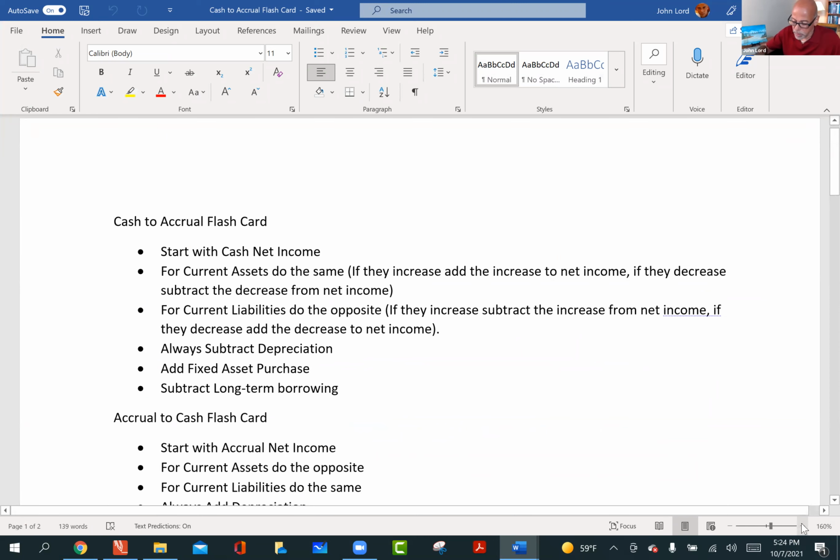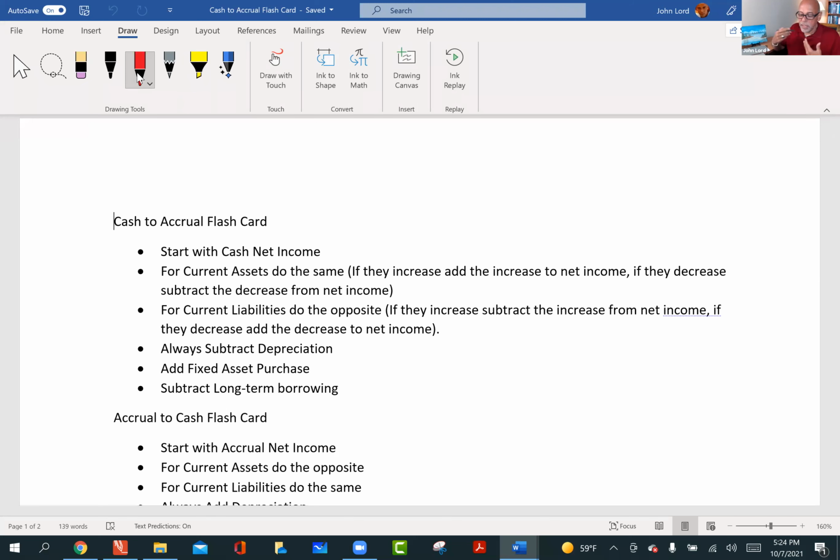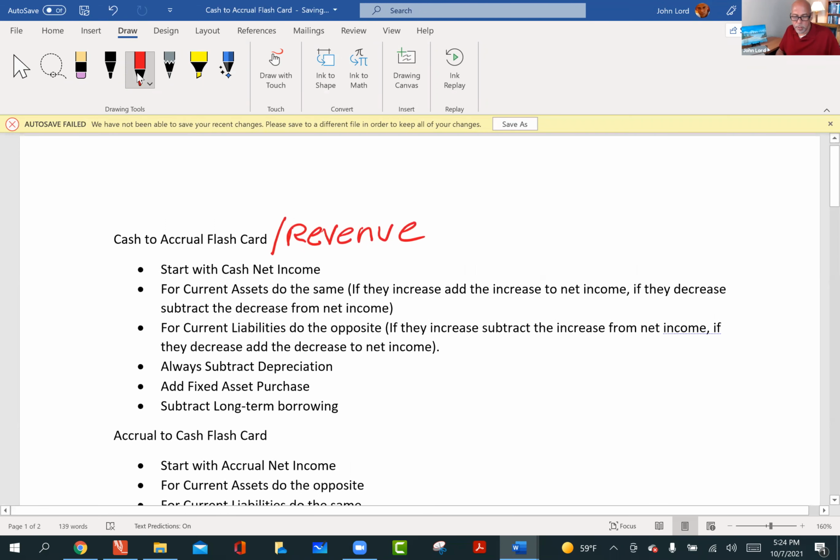Okay, so if you're sitting there and you have a question in which they're asking you to convert your cash net income to accrual net income, and by the way, this works for revenue as well. Okay, all you have to do is start with the cash net income, which the question would give you.